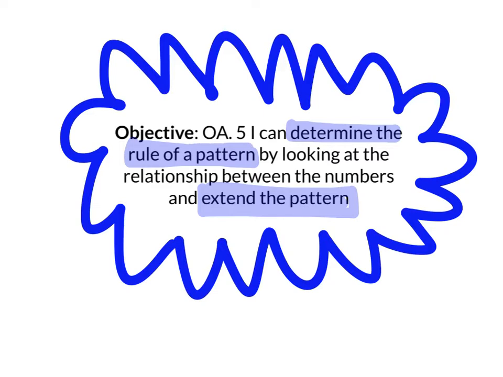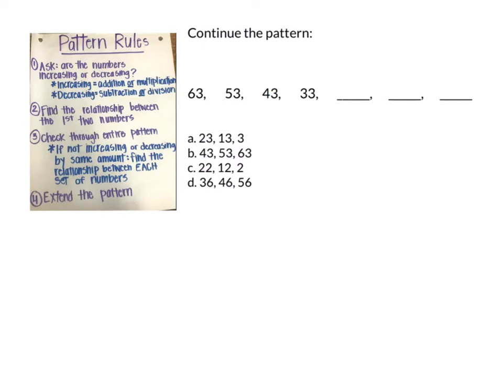So this is our 5th day of practicing with patterns and rules, so we should be pros by now. All right, let's check out our first problem for today. Continue the pattern. And we're given some numbers and 3 blank spaces. So let's go ahead and check out our anchor chart first and follow our steps to solve.